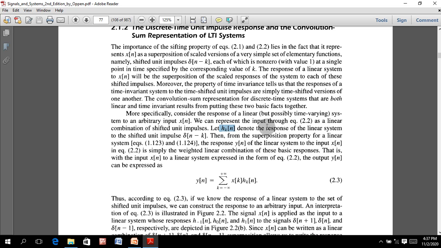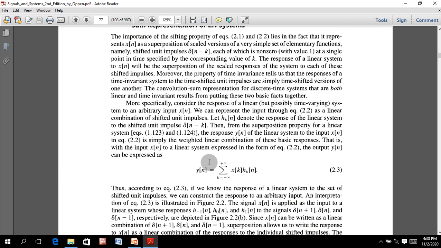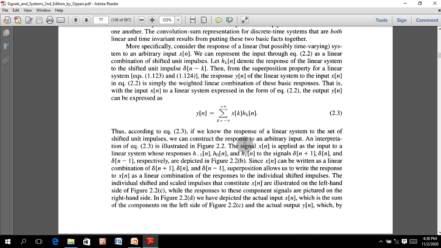in equation 2.2, is simply the weighted linear combination of these basic responses. The basic responses are nothing but x(−1) and the impulse signal. With the input x(n) to a linear system expressed in the form of equation 2.2, the output y(n) can be expressed as this. This expression can also be written in subscript form. The signal x(n) is applied as the input to a linear system whose responses are h₋₁(n), h₀(n), h₁(n), and so on.